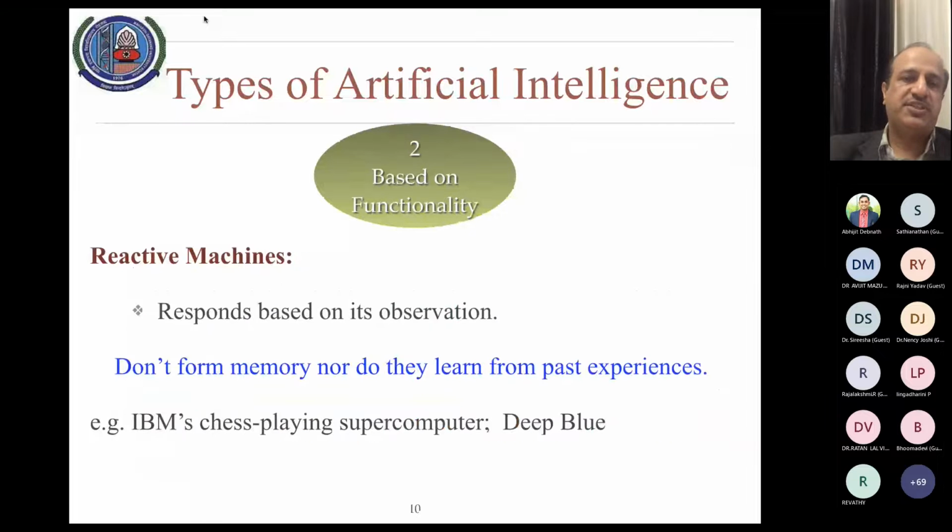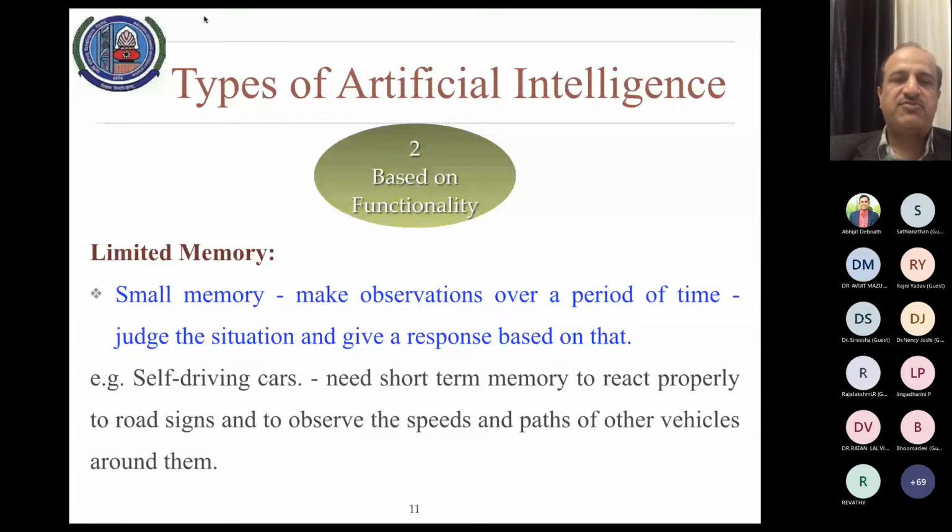When it comes to reactive machines, these are functions of artificial intelligence that are based on observations. They are not going to form memory. They learn from past experience, like the supercomputer IBM's Deep Blue, which is just playing chess. With limited memory, the machine makes observations over a period of time and judges the situations, like human beings do. They make observations, they judge the situations, and then they respond. That is the case in self-driving cars, which need a short-term memory that reacts to the signs and observes the speed and path of the other vehicles around your vehicle.